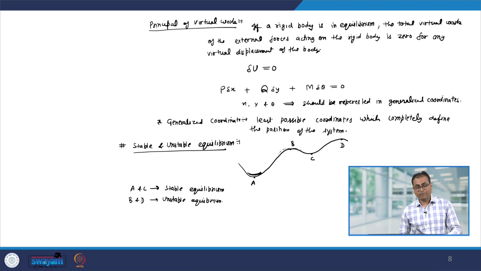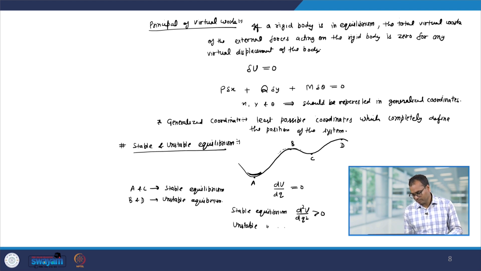And to find out the stable and unstable equilibrium, you find the first derivative of V with respect to the generalized coordinate and put it equal to 0. And for stable equilibrium, your d2V over dq square should be positive, and for unstable equilibrium, d2V over dq square should be negative. Note that here q is the generalized coordinate.